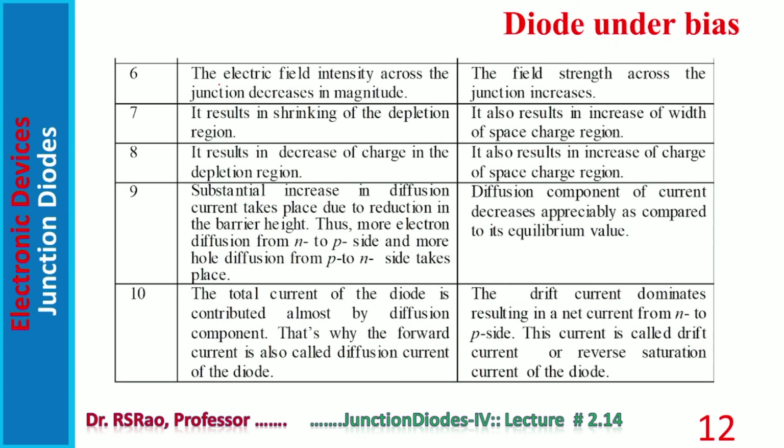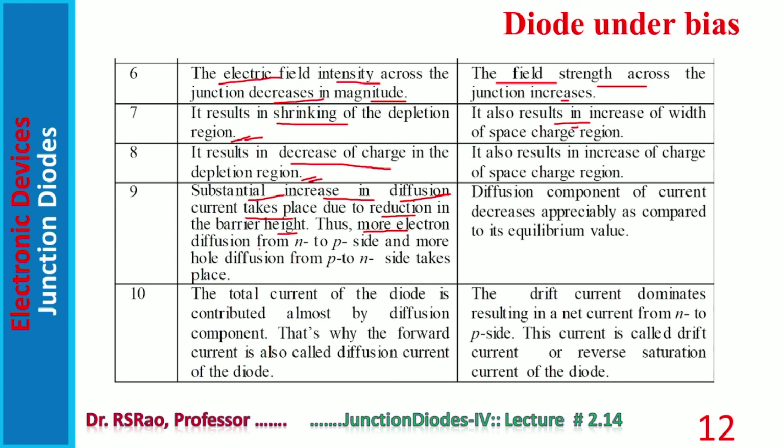Some more points. The electric field intensity across the junction decreases in magnitude. This is under forward bias. Under reverse bias, the field strength across the junction increases. Under forward bias, shrinking of the depletion region takes place, whereas under reverse bias, the width of the space charge region increases. Under forward bias, there exists a decrease of charge in the depletion region, whereas the reverse is the case in reverse bias. Under forward bias, a substantial increase in diffusion current takes place due to reduction in barrier height.